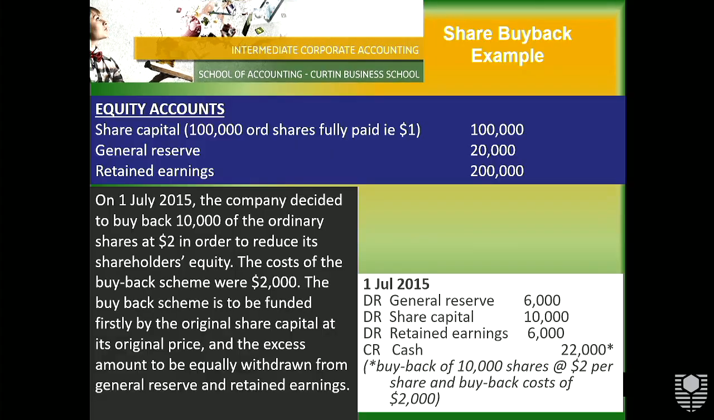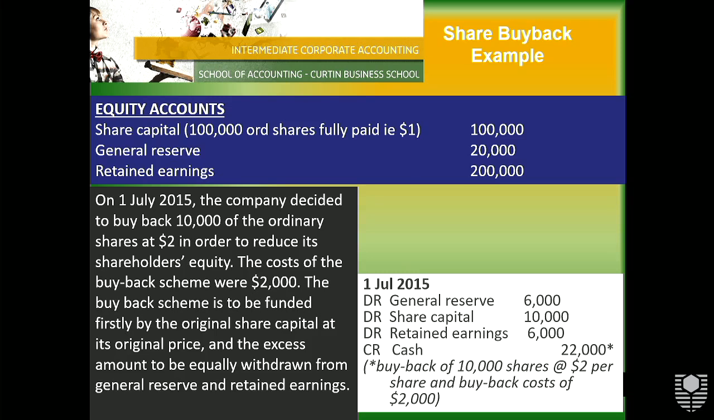Okay, so we want to buy back 10,000 shares. So we're going to reduce our capital by 10,000, so we're going to debit our share capital by 10,000. Our cash component is 22,000 because we are buying those shares back at $2. So 10,000 times $2 gives you 20,000, plus the $2,000 worth of cost gives you 22,000. So 22,000 minus the 10,000 gives us 12,000 left, doesn't it? If we are going to distribute it equally between the general reserve and retained earnings, that's 6,000 each that is going to come out of there.